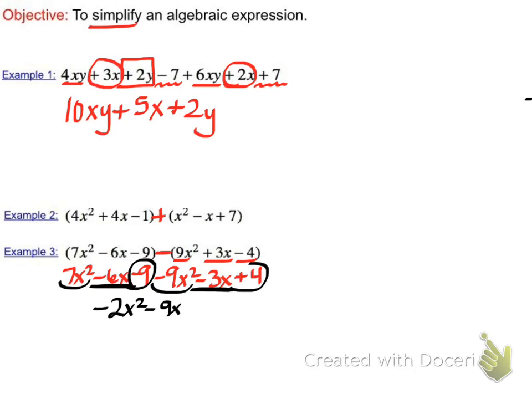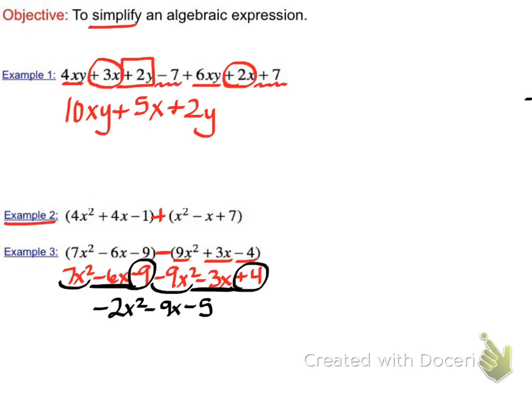The next group is the 9 and the 4. Minus 9 plus 4. Altogether that would be minus 5. This is my simplified answer. I've combined like terms and done as many operations as possible.